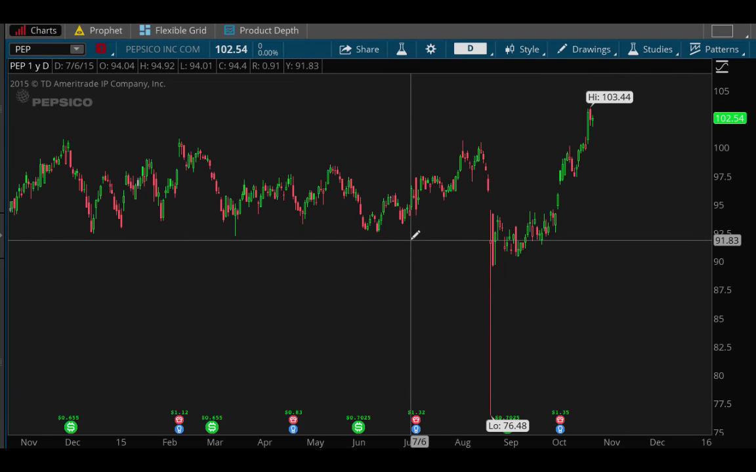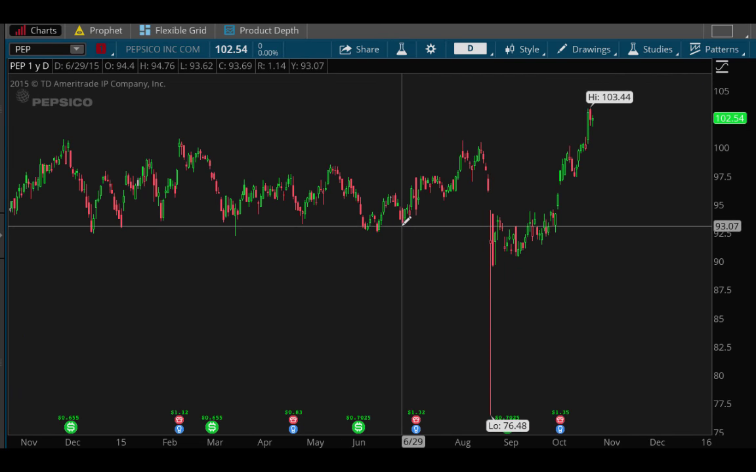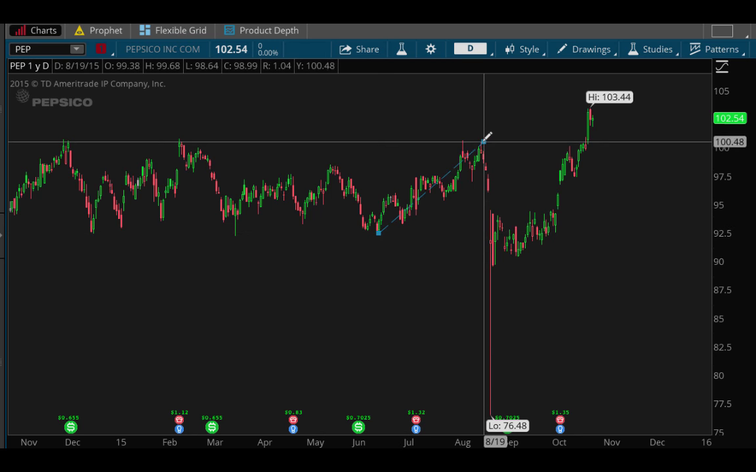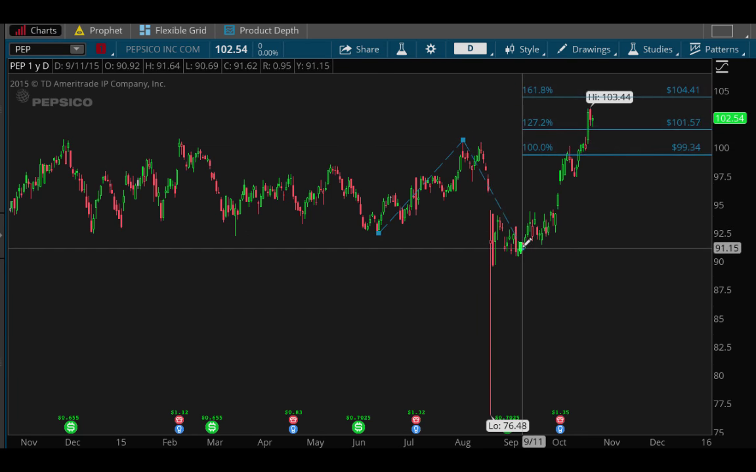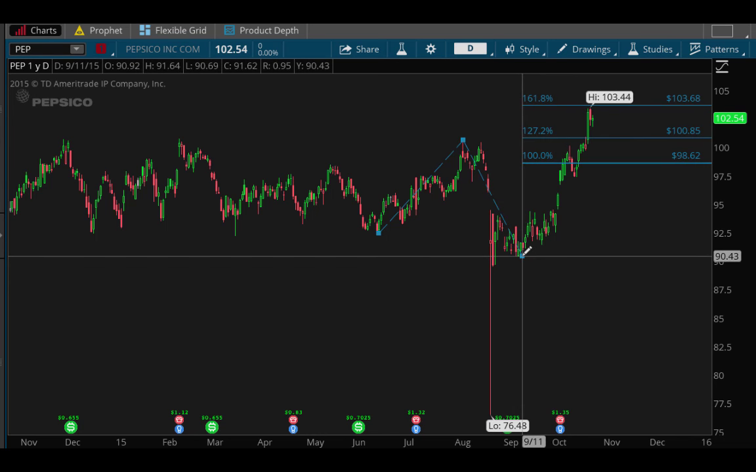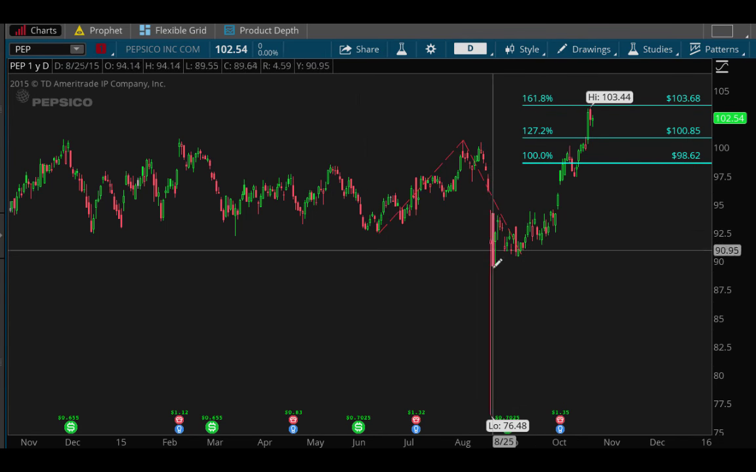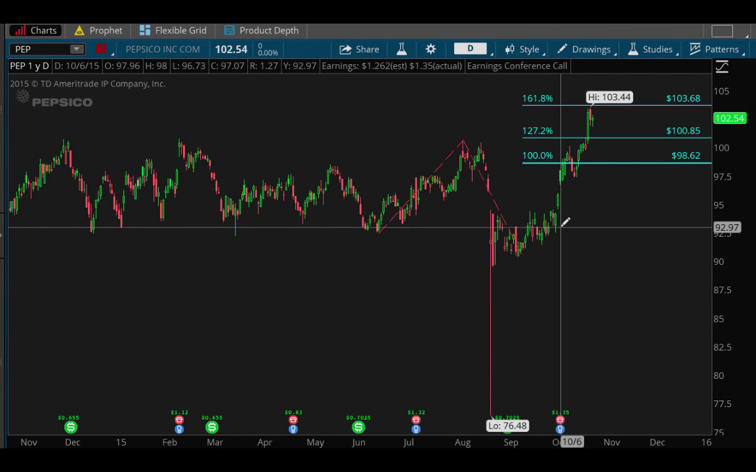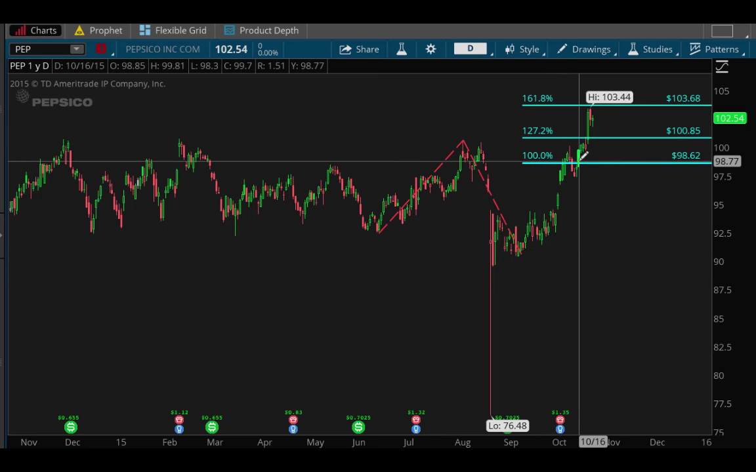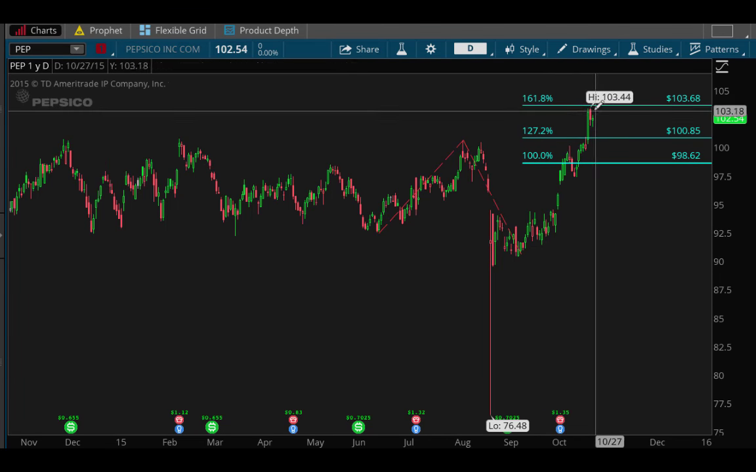Here's another extension from PepsiCo. We take from A to B to C, we can see that PepsiCo came up. We had the big Black Monday crash, and it consolidated a bit, and then it made a big move up from 90 up to its high of 103.44.